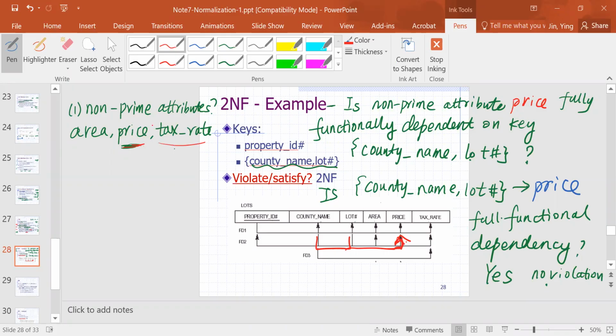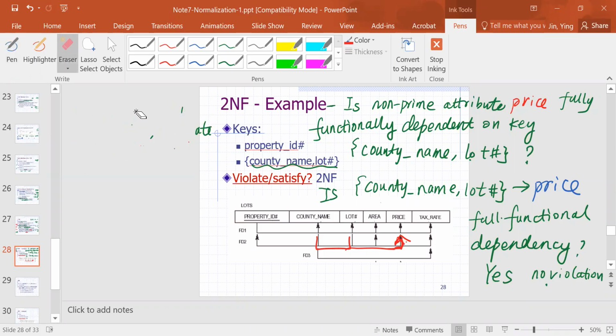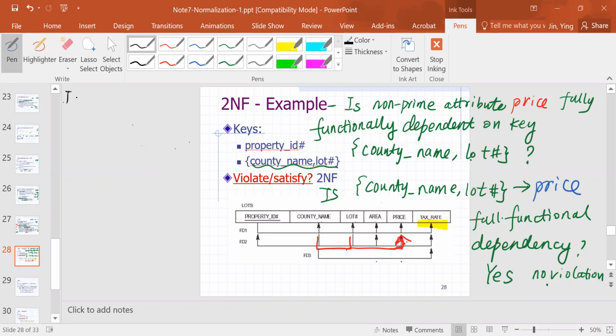The last one is tax rate. Let me write down here so you can do some comparison. So far, you see there's no violation, so you cannot say no. But you also cannot say yes because we haven't finished all the possible combinations yet. So we have the last one. I need to check whether tax rate is fully dependent on the second key or not. We already know this is fully dependent on the first key, but it's not the second one. That's what we are trying to see. So we ask the same question.